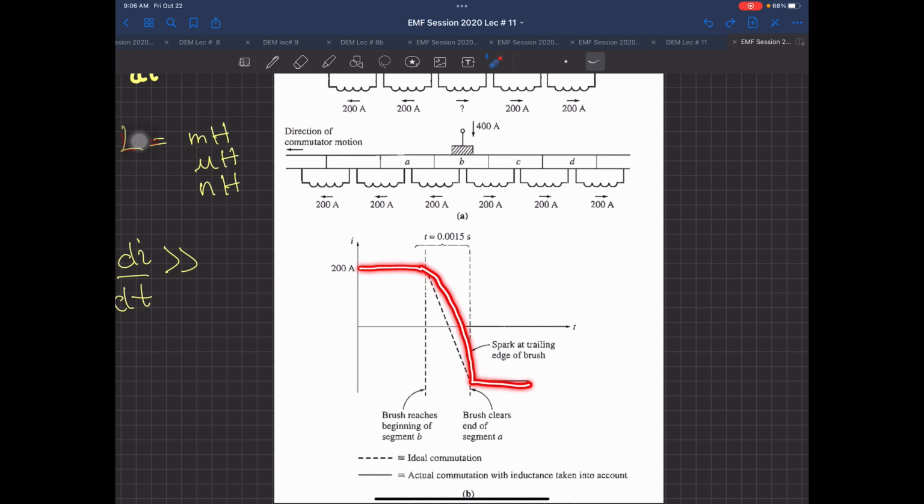So when this is going to move to this position, this current of 200 ampere has to come to minus 200 ampere in a very small time, and that time is shown over here as 0.0015 seconds, something, I guess, 1.5 milliseconds. Very small time.